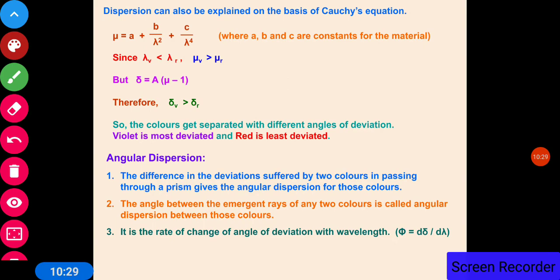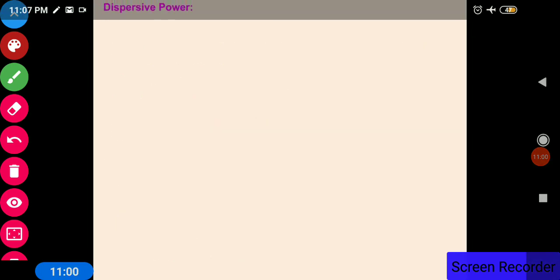So angular dispersion phi can also be defined as d delta upon d lambda, that is, the rate of change of the angle of deviation with the wavelength. Phi is equal to delta v minus delta r. Angular dispersion means the difference in the deviation suffered by the two colors. So delta v minus delta r is the angular dispersion, or we can say that angular dispersion phi is equal to (mu v minus mu r) into A.